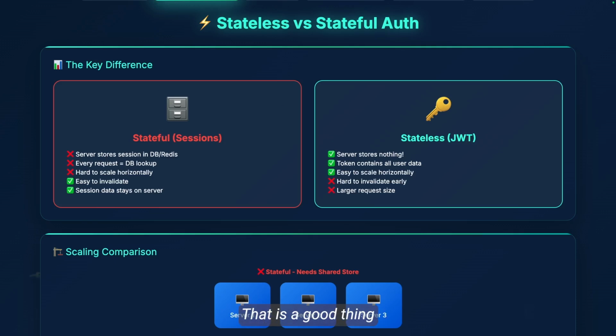Easy to invalidate, that's a good thing: if you are managing sessions using Redis and a database, it's easy to invalidate all the login sessions of that user. Stateless, JWT, doesn't store anything on the server; the token contains all the user data you need, and it's easy to scale horizontally. But it is hard to invalidate or kill a token which has been created, right?